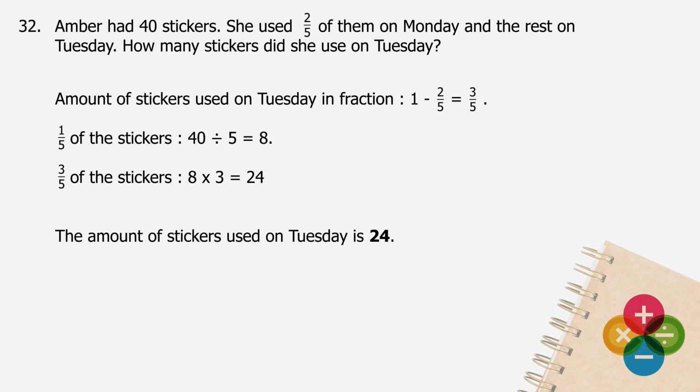The amount of stickers used on Tuesday in fraction will be, subtract 1 from 2/5, and the difference is 3/5. 1/5 of the stickers will be, divide 40 by 5, and the quotient is 8. 3/5 of the stickers will be, multiply 8 by 3, and the product is 24. The amount of stickers used on Tuesday is 24.